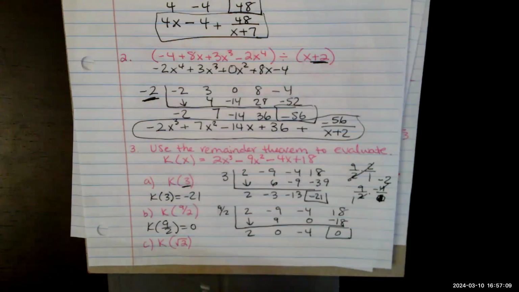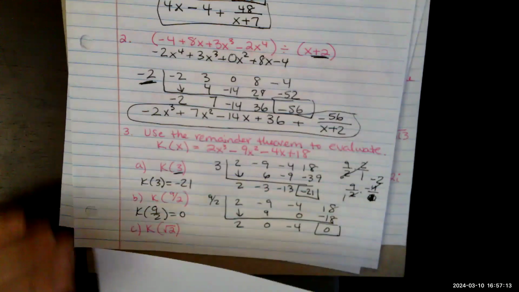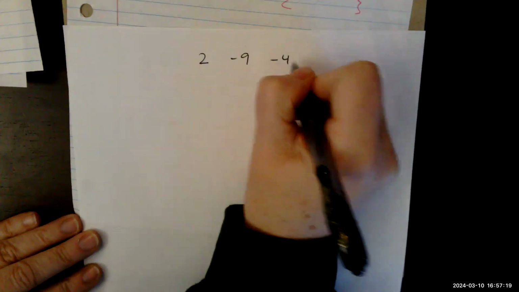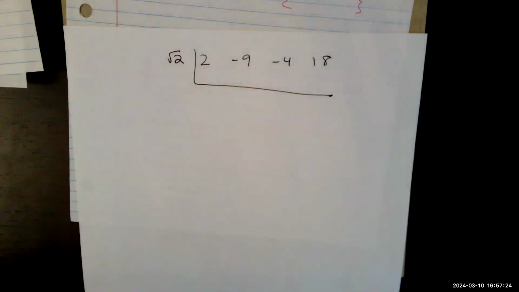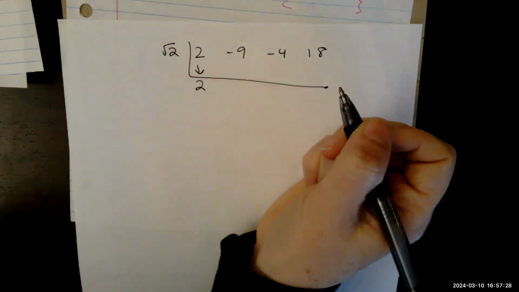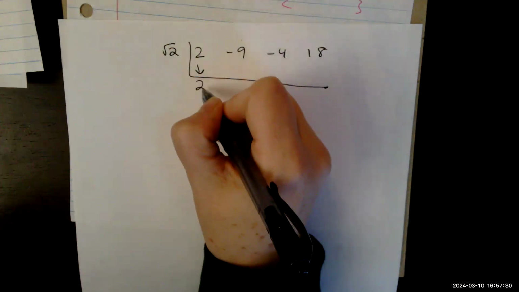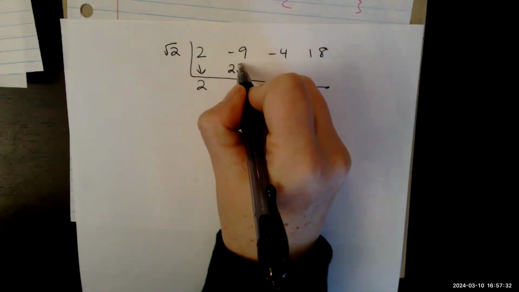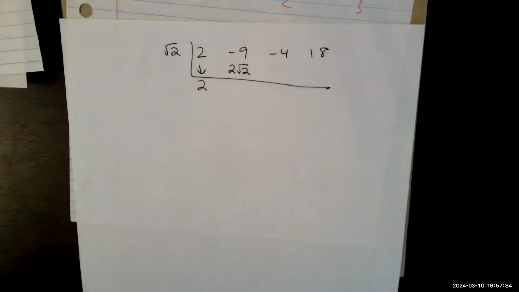Now for the last one with the square root, I think we need a little more room. So I'm going to do that over here. So my numbers were 2, negative 9, negative 4, and 18. And we're going to use the square root of 2. So let's see how that's going to work. Bring down the same first number. 2 times square root of 2 is just 2 square root of 2. You cannot multiply those and get a 4.